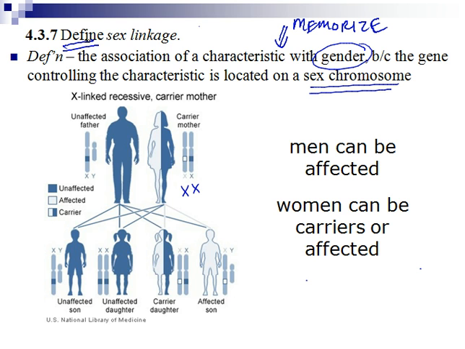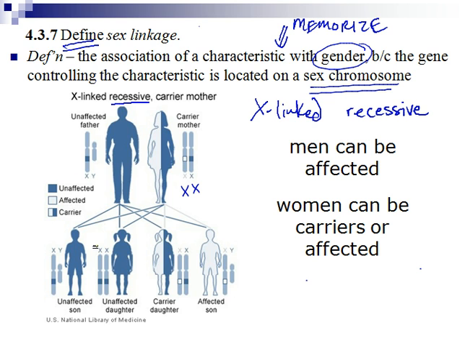But let's look at these a little more closely. Most of these are X-linked, which means that we're talking about genes that are on the X chromosome. And let's talk about recessive. So X-linked recessive. That means that if someone has the recessive allele on their X chromosome, they can be affected. So men can be affected and women can be carriers or affected. So for women it's a little more complicated.